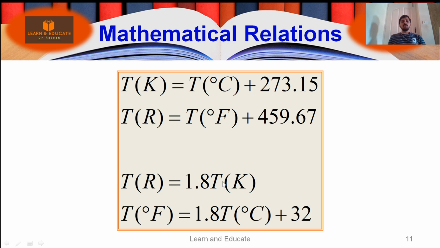Similarly, Rankine and Kelvin are related by a multiplication factor of 1.8, and degree Fahrenheit and degree Celsius are related by a multiplication factor of 1.8 multiplied with temperature plus 32.